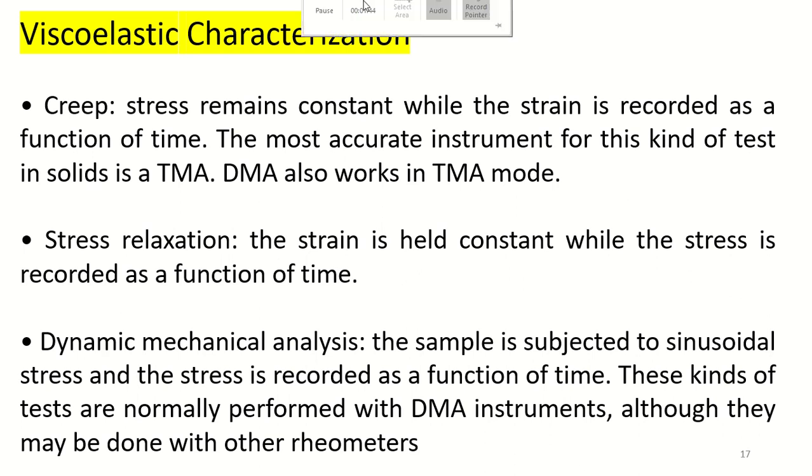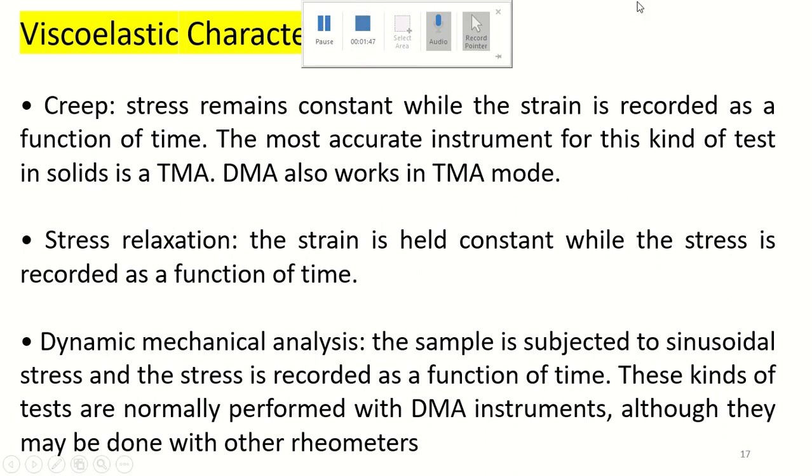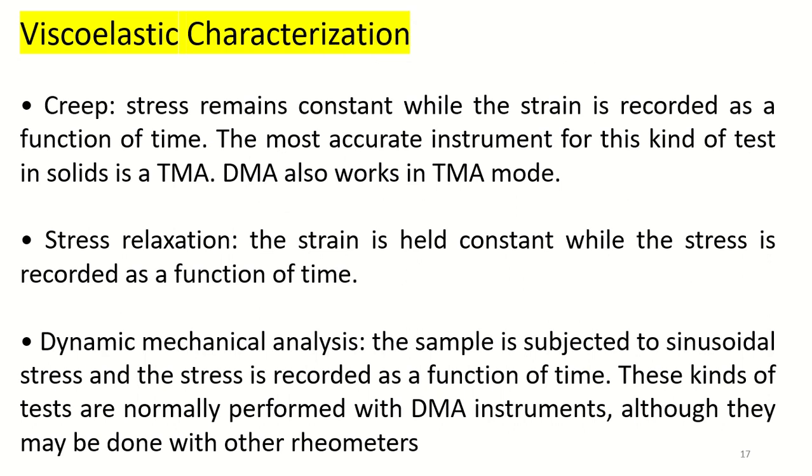Although another section or lecture may offer a more detailed description of these types, three methods of viscoelastic characterization may be mentioned here. Number one is the creep. Creep is when the stress remains constant while the strain is recorded as a function of time.